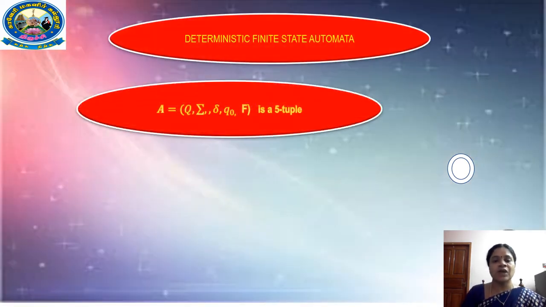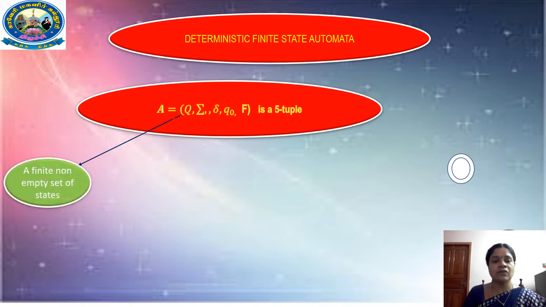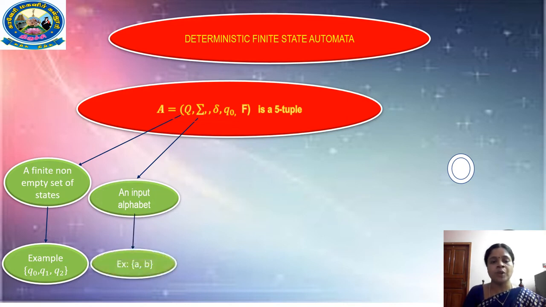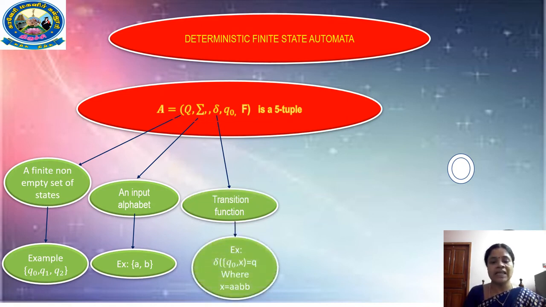So first, we are taking A to be a 5-tuple element, where Q is mentioned as the finite non-empty set of states, which is given in a set bracket as Q0, Q1, Q2, and sigma is an input alphabet, which is given as A, B. It may also be given as 0, 1, or capital letters A, B, etc. And the transition symbol is denoted as delta, which is given here by delta of Q, x equal to Q.